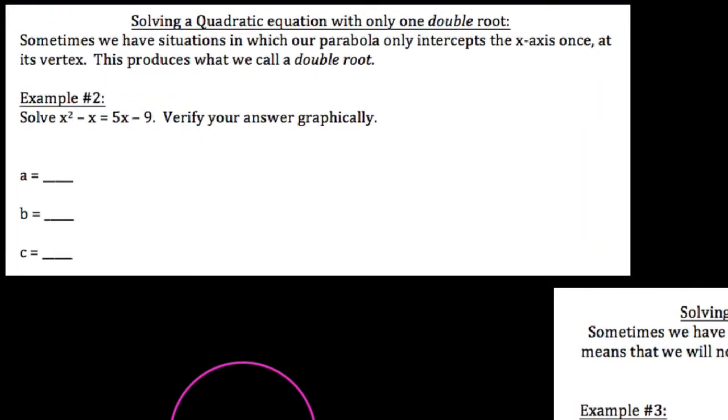We're going to further explore the quadratic formula in this video. We're going to look at some special cases where, when we solve for the roots or the solutions or x-intercepts on our parabola, sometimes we get the same answer twice, or sometimes we don't get any real answers at all. So sometimes we have situations in which our parabola only intercepts the x-axis once, and that's got to be at its vertex.